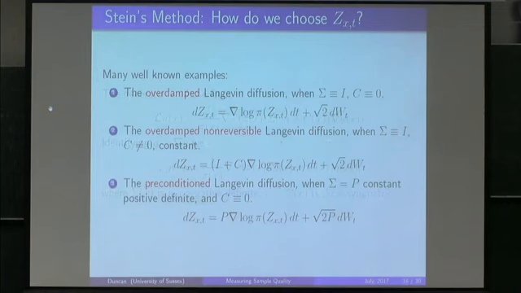So if we choose sigma to be identity and C is 0, you get the standard overdamped Langevin. If you choose sigma to be identity and C non-zero, a constant, then you get standard overdamped non-reversible Langevin, which we've done some work with in the past. Of course, if you take sigma to be some matrix P, which is constant positive definite, then you get a preconditioned overdamped Langevin. And of course, if you allow sigma to be not positive definite, you can easily recover, for example, second order Langevin as well. But our theory doesn't cover that completely, so I won't mention it.